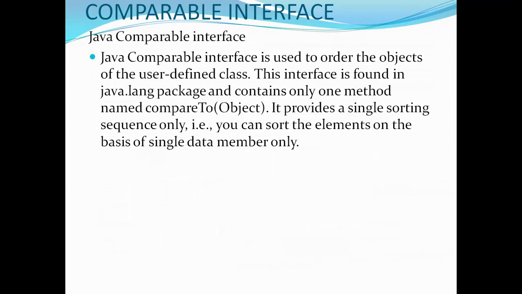Next, we'll see what the Comparable interface is. The Java Comparable interface is used to order the objects of a user-defined class. This Comparable interface is found in the java.lang package, and it contains only one method, that is the compareTo method. It provides a single sorting sequence only, that is, you can sort the elements on the basis of a single data member only.